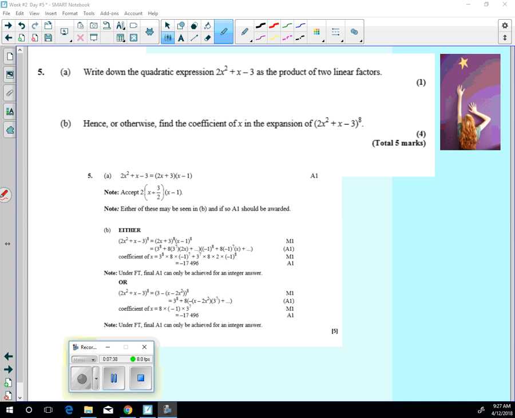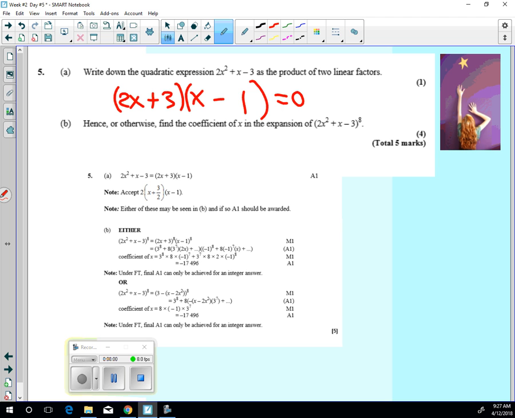For this next one, it says write down the quadratic expression. Well, this, wow, how did I do that? Must have had this problem on my brain. This is going to be plus and minus. So it says write down the expression as a product of 2 linear factors.